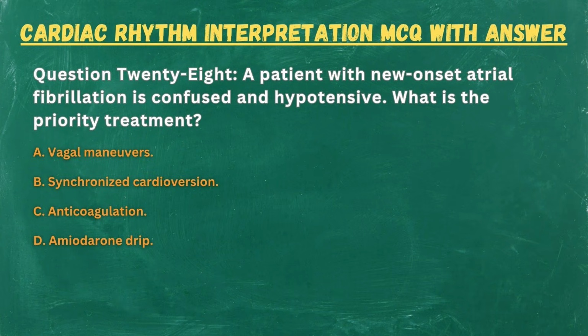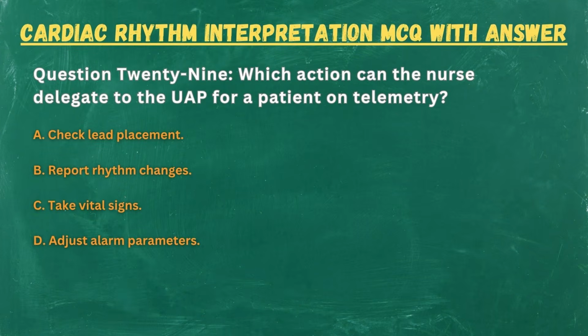Question 28. A patient with new-onset atrial fibrillation is confused and hypotensive. What is the priority treatment? A. Vagal maneuvers. B. Synchronized cardioversion. C. Anticoagulation. D. Amiodarone drip. Answer: B. Synchronized cardioversion.